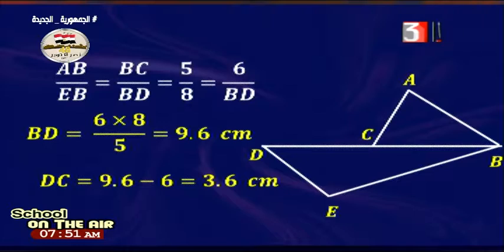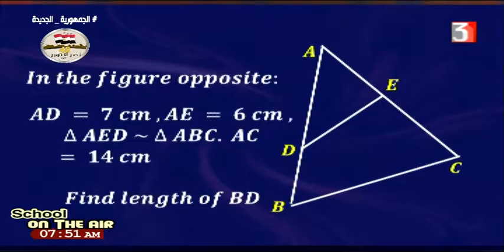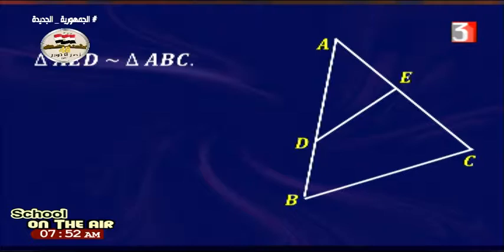Another example. In the figure opposite, the length of AD equals 7 centimeters, AE equals 6 centimeters, and triangle AED is similar to triangle ABC. And finally, the length of AC equals 14 centimeters. And I want you to find the length of BD. You have two similar triangles, of course, which are, yes, triangle AED is similar to triangle ABC.